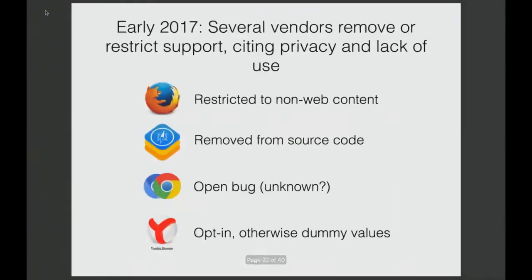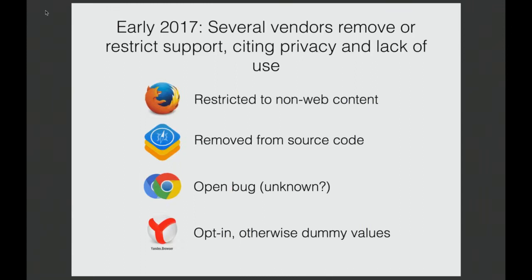And then early 2017, they ended up restricting it to non-web content. So the browser could obviously still use the API, but no one could on the web. Safari ended up pulling it out of the tree. Like I said, I don't think it actually ever shipped, but they removed it. So therefore, it's kind of an indication they have no intention to ship it in the future. In Chrome, it's still unknown. There's an open bug. There's been some discussion, but it's not clear where that's going to go.